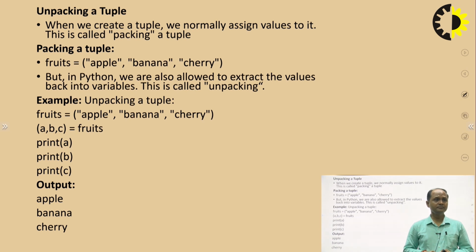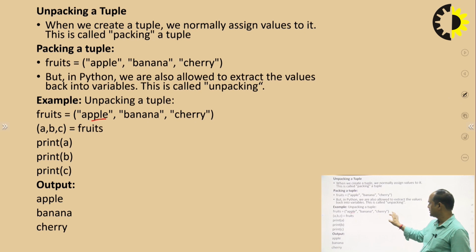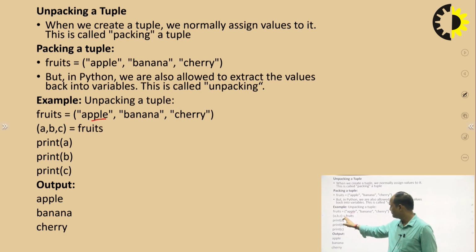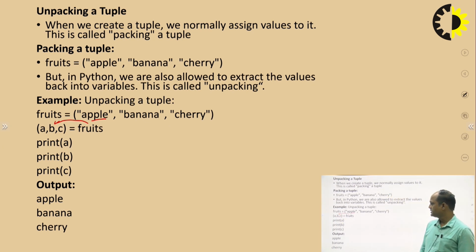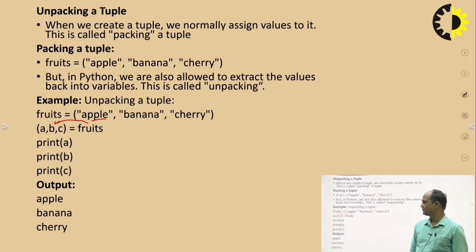Unpacking means we can extract the values into variables. Suppose we have a fruits tuple defined as apple, banana and cherry, and we put those values into the variables A, B and C. That means apple goes to A, banana to B, cherry to C, and we print these statements. So we can extract the data items in a tuple into variables.